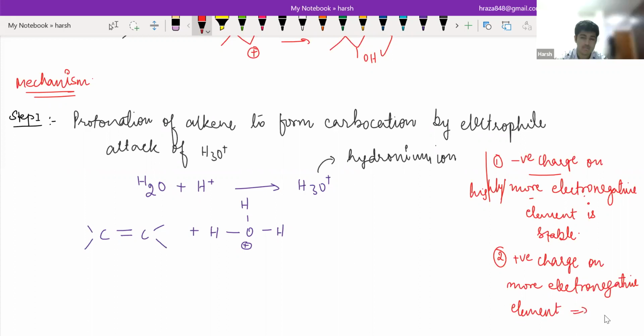Now think of the converse of this. If there is a less electronegative element, like hydrogen, like carbon, and if there is a negative charge, then that is less stable.